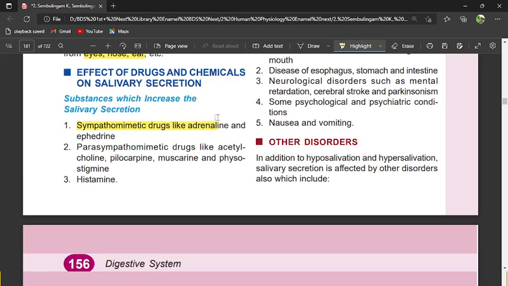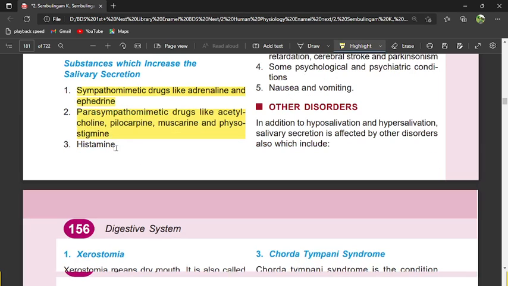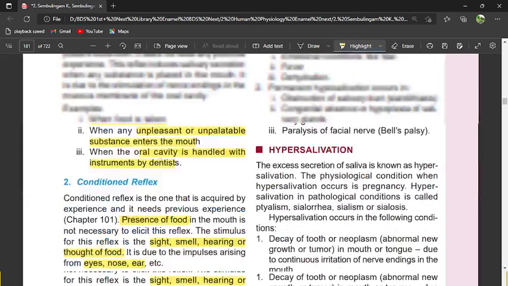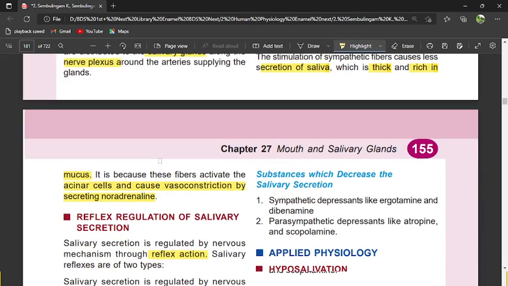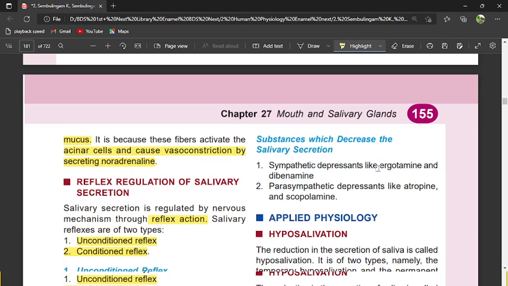Sympathomimetic drugs like adrenaline and ephedrine, parasympathomimetic drugs like acetylcholine, pilocarpine and muscarine, physostigmine or histamine, right? Substances which decrease salivary secretion are the sympathetic depressants like ergotamine and dibenamine, right?